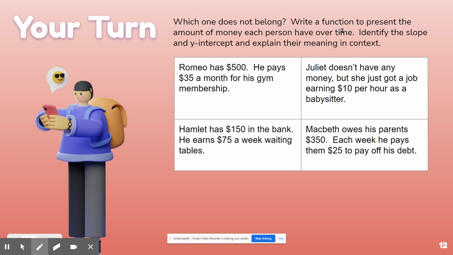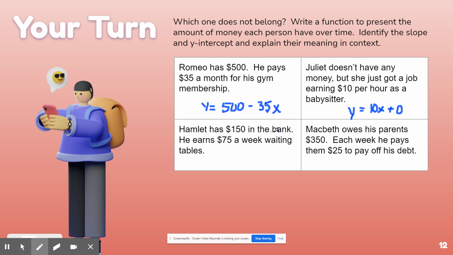It says, which one does not belong? Write a function that represents the amount of money each person has over time. Identify the slope and y-intercept and explain the meaning. Romeo has $500. He pays $35 a month for a gym membership, right? So this one could be y equals 500 minus 35x per month. Juliet doesn't have any money, but she just got a job earning $10 per hour. So this one could be y equals $10 per hour. We don't know how many hours she works, so we'll put x, but she doesn't have anything. So you could put plus 0 or you could leave it off.